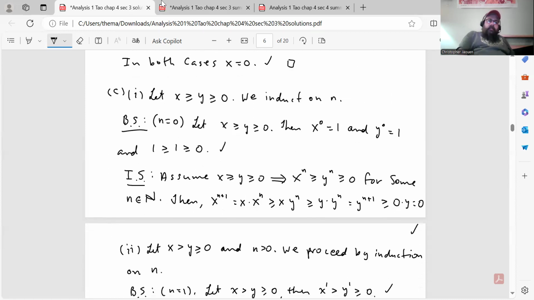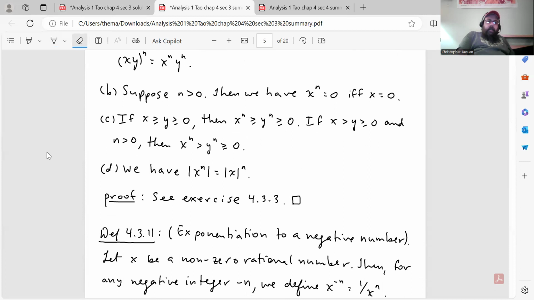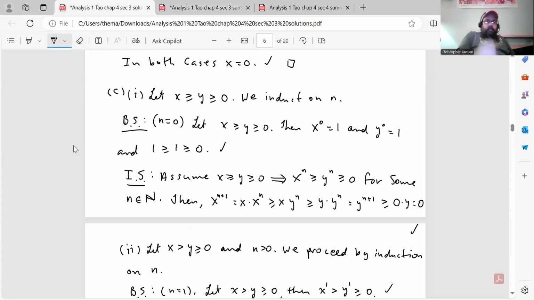Right, part C. If x is greater than or equal to y, greater than or equal to 0, then x to the n is greater than or equal to y to the n, greater than or equal to 0. If x is greater than y, greater than or equal to 0, and n is greater than 0, then x to the n is greater than y to the n, greater than or equal to 0. All right, so let's prove that one. Again, it's by induction on n.